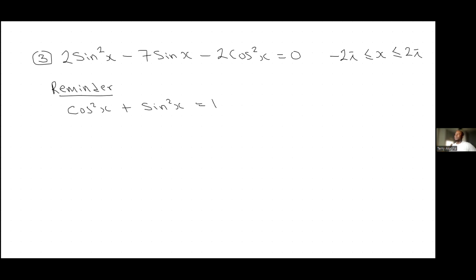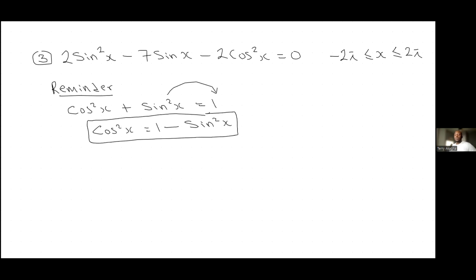So from this, since we know that cos squared x plus sine squared x is equal to 1, we can take sine squared to the other side. So it's going to give us cos squared x is equal to 1 minus sine squared x. So you can see cos squared x is the same thing as 1 minus sine squared x. So what I'm going to do is go back to the question and replace cos squared x with 1 minus sine squared x.